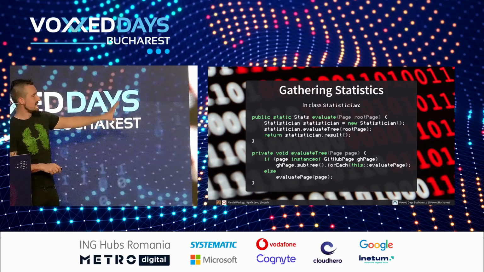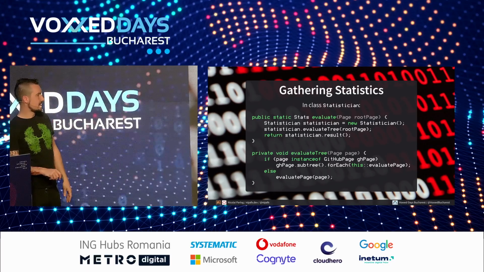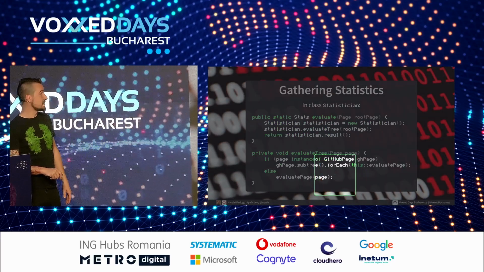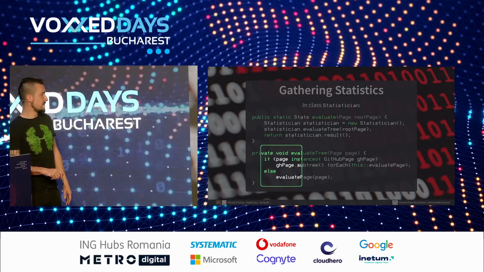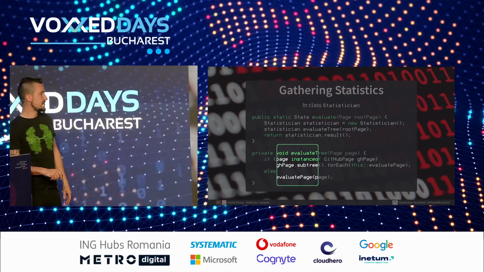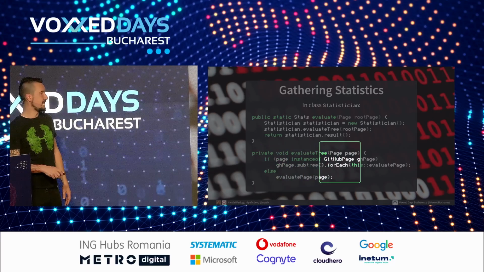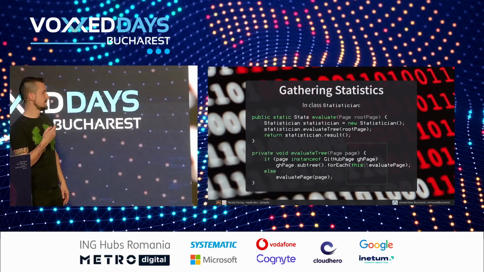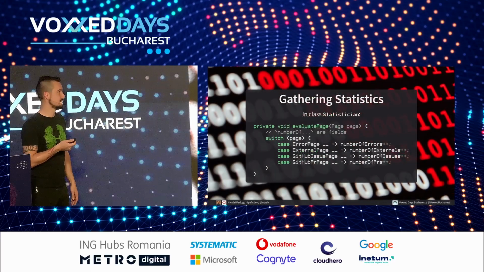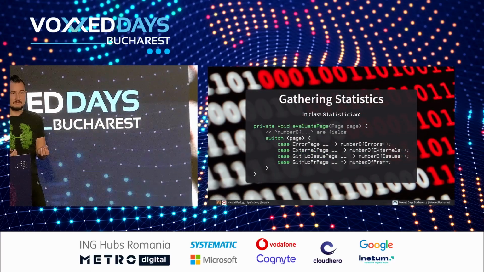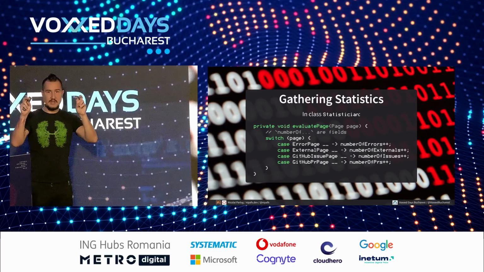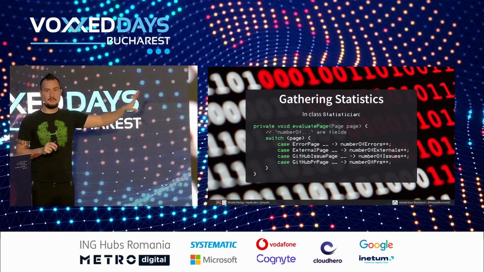The important part is, what you get is, I eventually take the subtree of the GitHub page, and for each element in this subtree, I evaluate that individual page. And that's what this code does. It takes a page, and this is the polymorphic behavior. This is the behavior that is different by types.